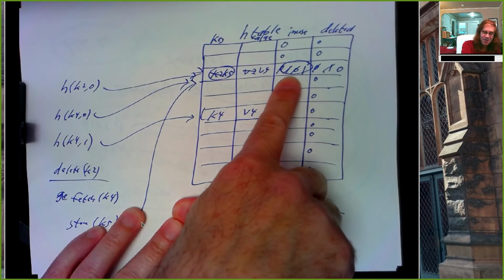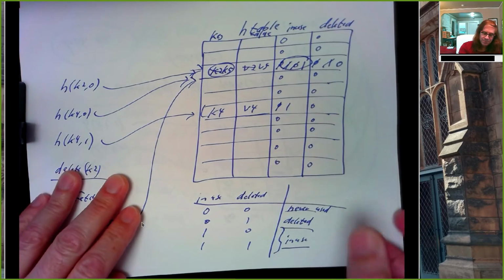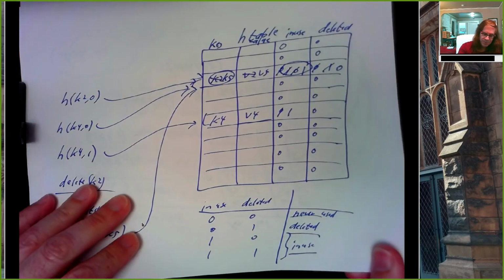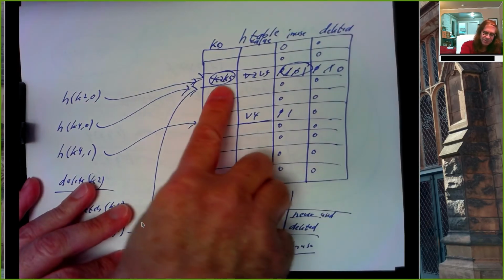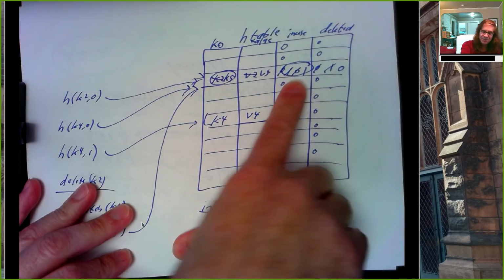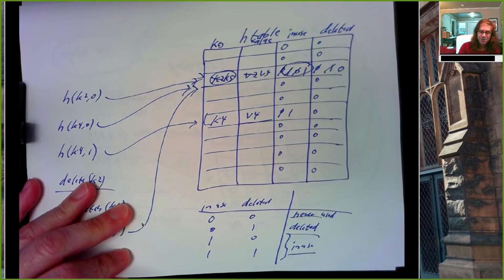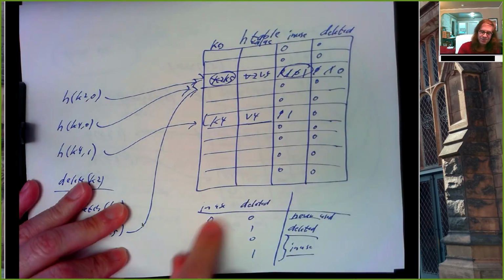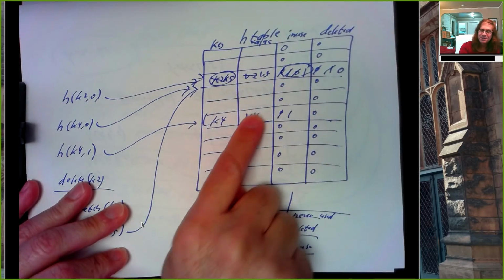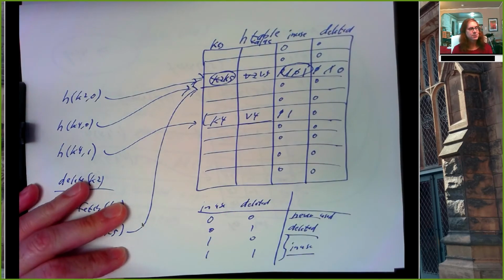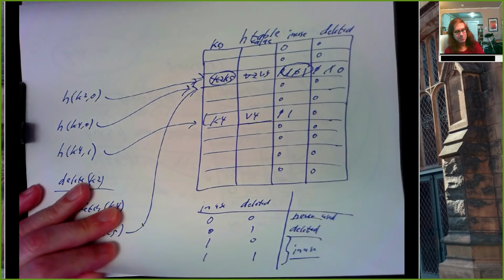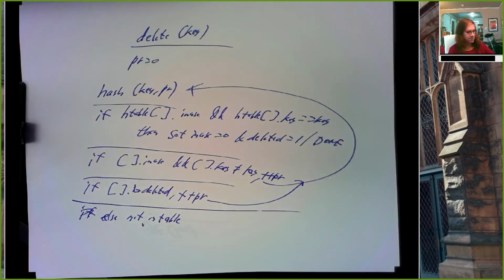And once we do that, if we search for something, we'll notice that that spot's in use. That'll kick us on to reprobe. But the deleted flag is really used when this spot is temporarily empty to tell us that we still have to keep searching. All right, questions about that?